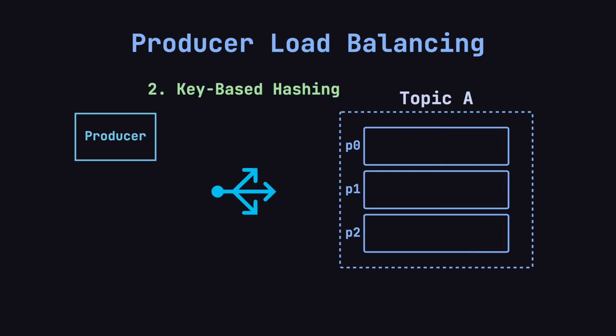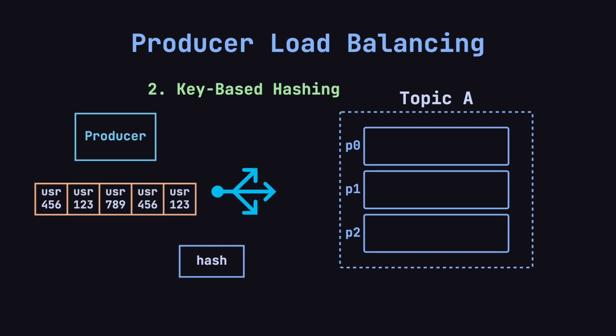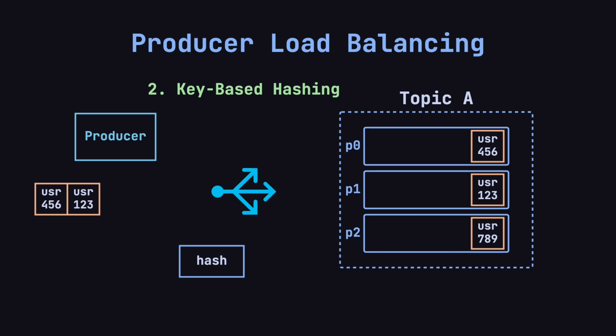Strategy 2, key-based hashing. In this strategy, the producer assigns a key to each message, like a user ID. Kafka's client library then hashes the key and uses the result to assign the message to a specific partition. This ensures that messages with the same key always go to the same partition. For instance, suppose the producer sends 5 messages, each with a user ID as the key. Messages from user 123 might go to P1, user 456 to P0, and user 789 to P2. If the producer sends another message from user 123, it will still go to P1, and the same applies to user 456. This strategy is particularly useful when you need to process messages from the same user in order.